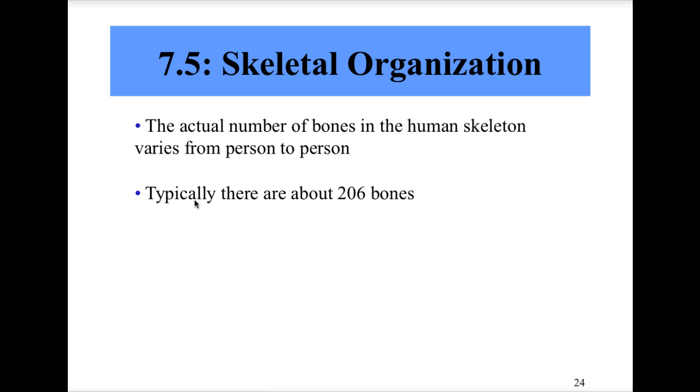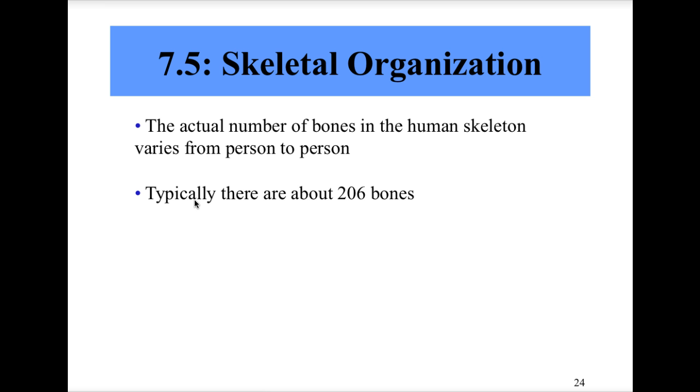In finishing with the chapter, the actual number of bones in the human skeleton does vary from person to person, but typically there are about 206 bones in the skeletal system, and the 206 bones and joints allow for many functions of the human body.